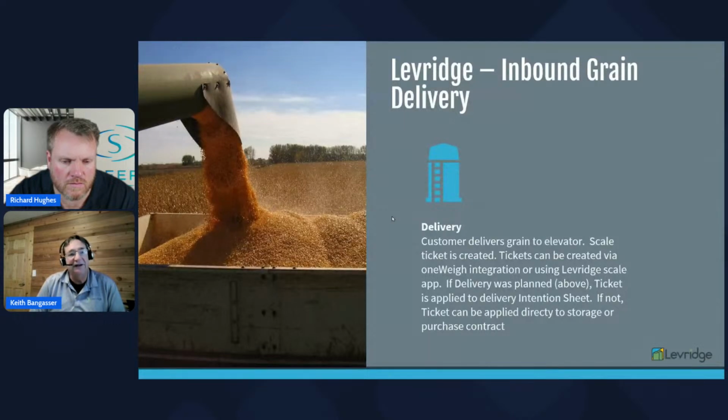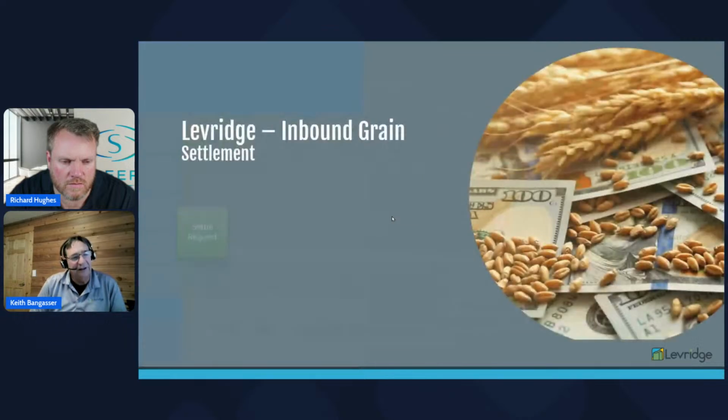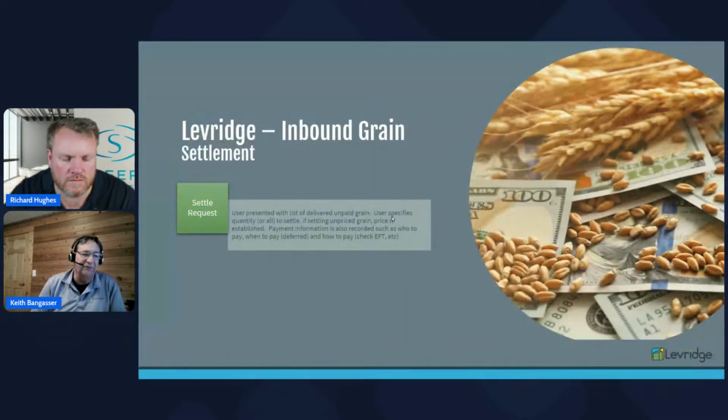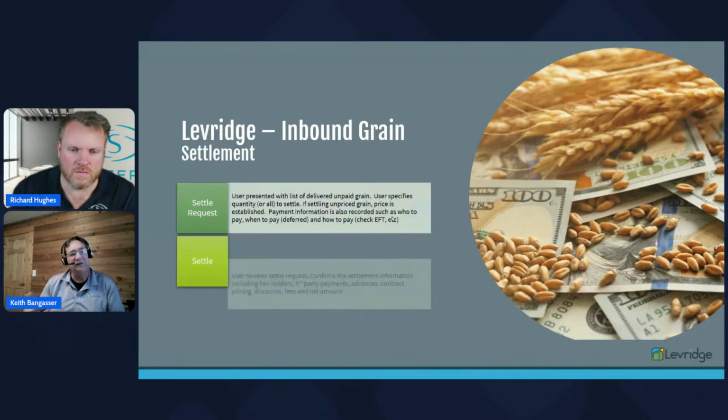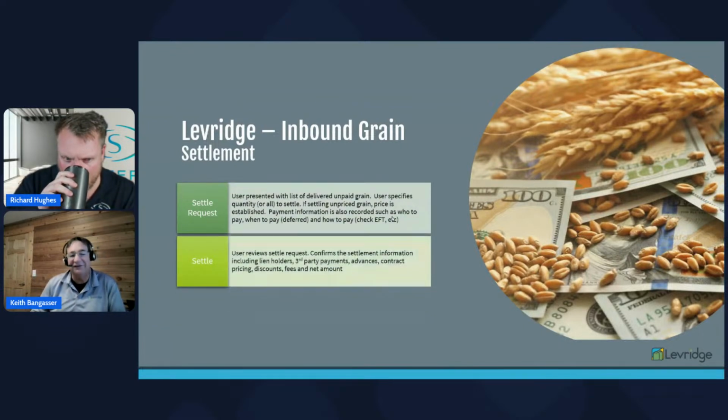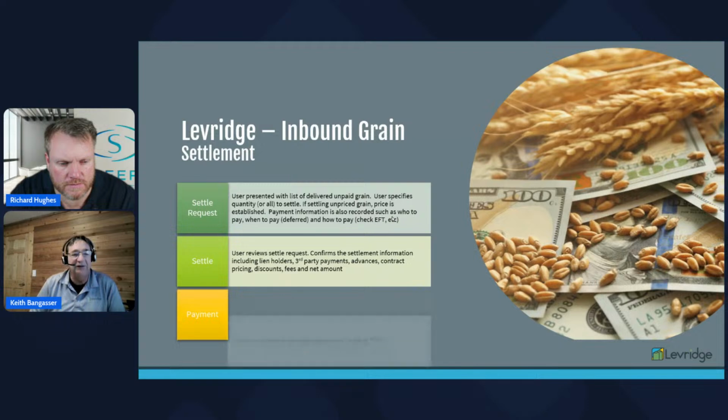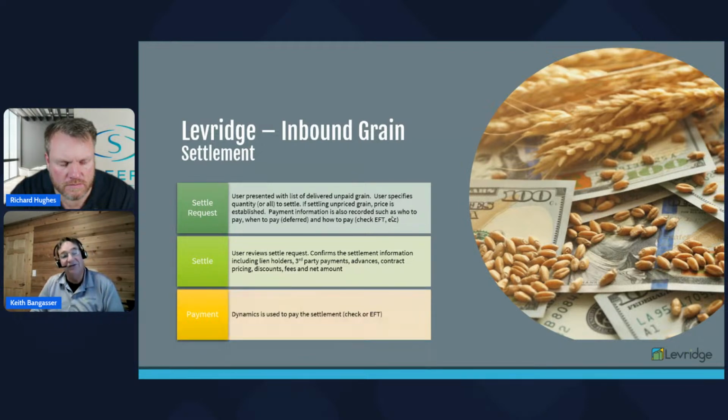And then the final step is settlement. In other words, we're paying for that grain, and there are about 3 steps involved with that. First of all, we do a settlement request where the grower asks to get paid. We do the actual settlement where we generate the payable and the settlement sheet, and then we actually do the payment using the Dynamics Finance and Operations accounts payable functionality.